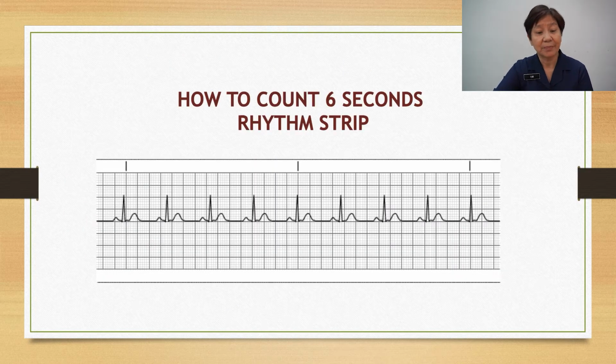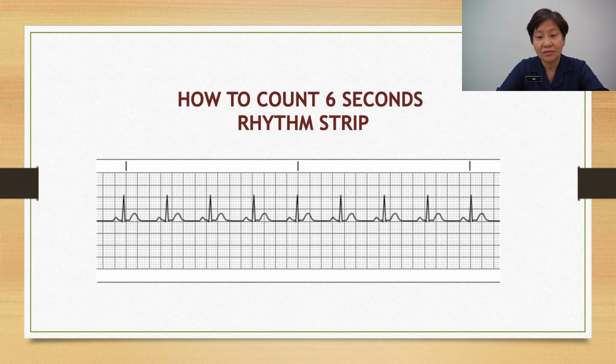This is the example of how to count the 6-second strip. You can look on top here, there's a marker. You have 3 markers here. From the first marking to the second marking is 3 seconds, and the second marking to the third marking is another 3 seconds. So the total is 6 seconds. Usually all our ECG rhythm strips will have this. So you just count from the marking here. How many R waves are there? Just times 10, equivalent to how many beats per minute.